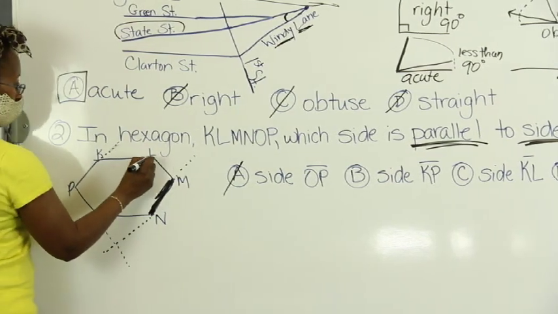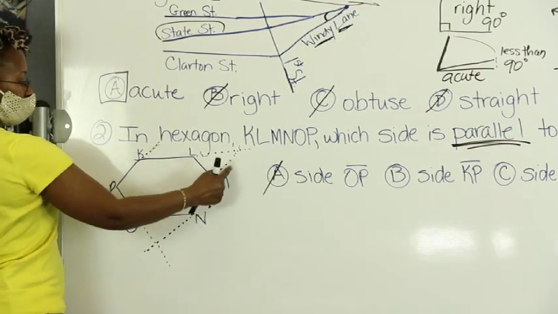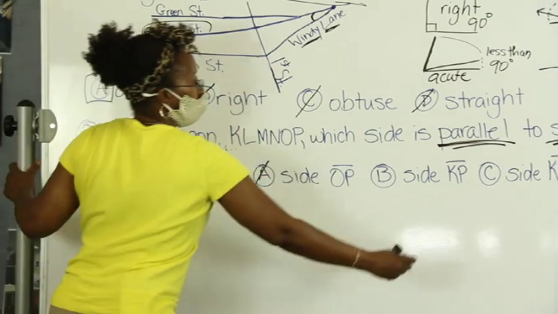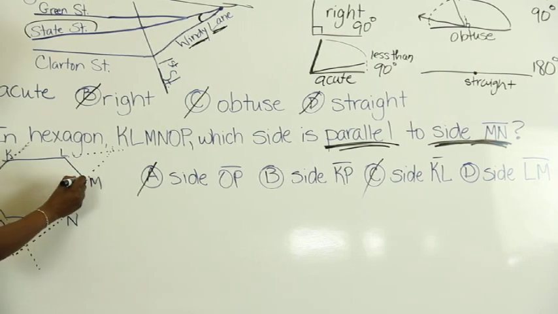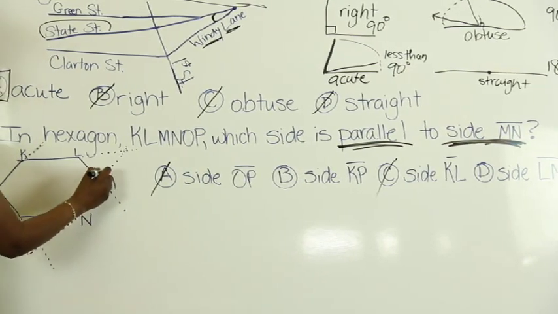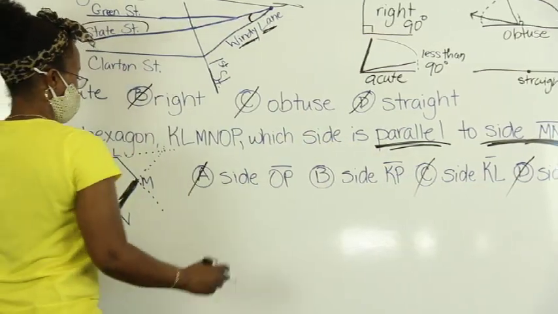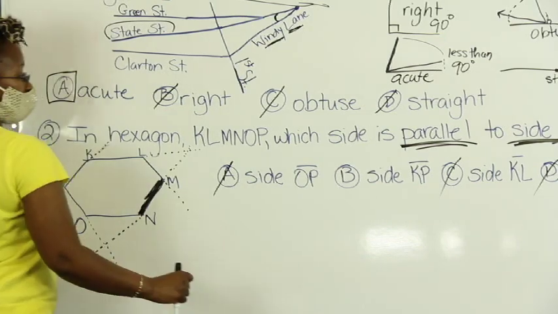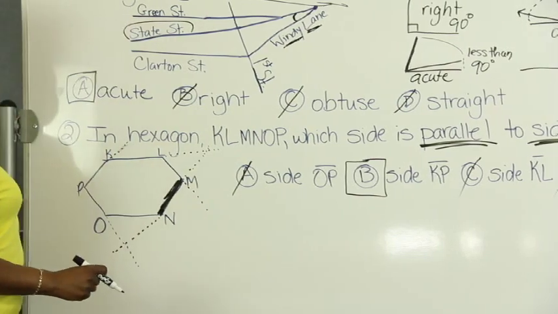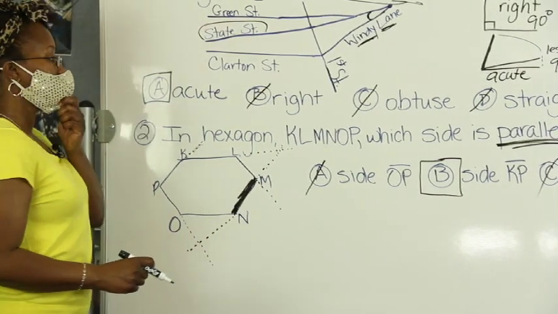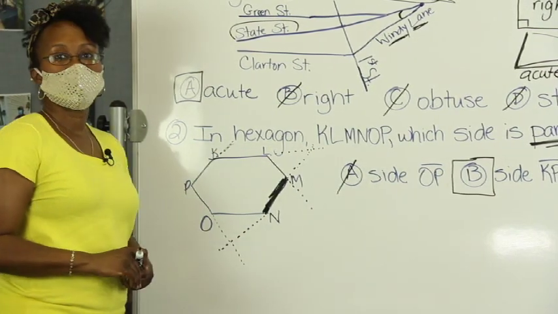Side KL. Here's KL. KL actually intersects with MN, so that can't be the right answer. And then there's LM. Here's LM, and it definitely intersects with MN, so that can't be it. So we were on the right track saying that KP did not intersect anywhere with MN, so that means that they are parallel. So our answer would be B, side KP.